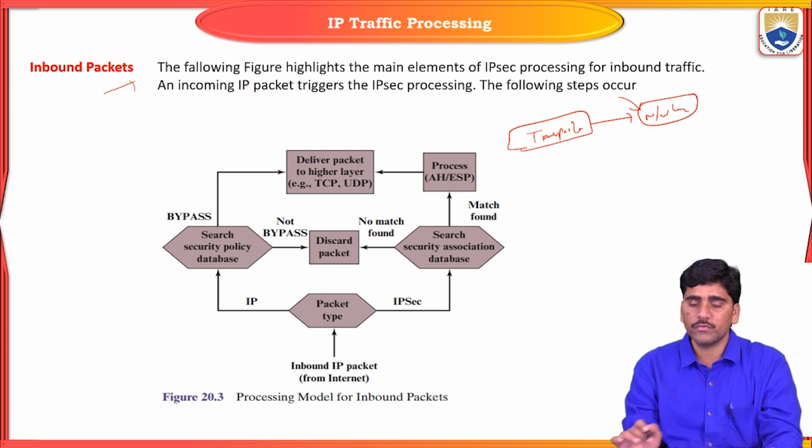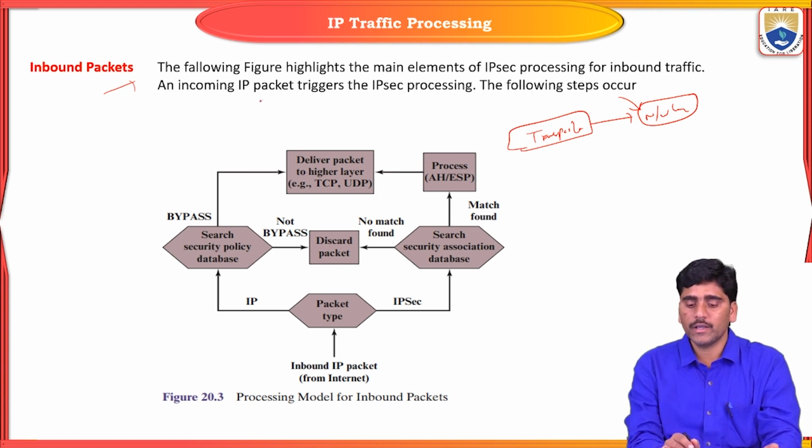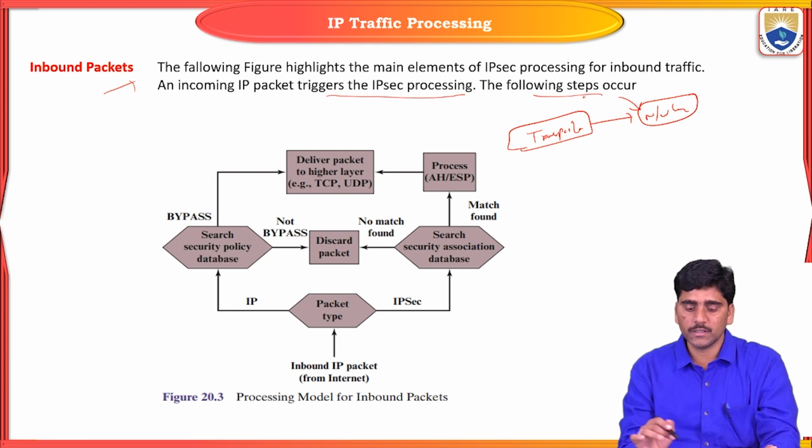So here the following figure highlights the main elements of IPsec processing for inbound traffic. An incoming IP packet triggers the IPsec processing. The following steps will occur. So what are the steps here? We can see the first is the inbound IP packet. The packet is coming from the internet layer or network layer. Now it checks the packet type.